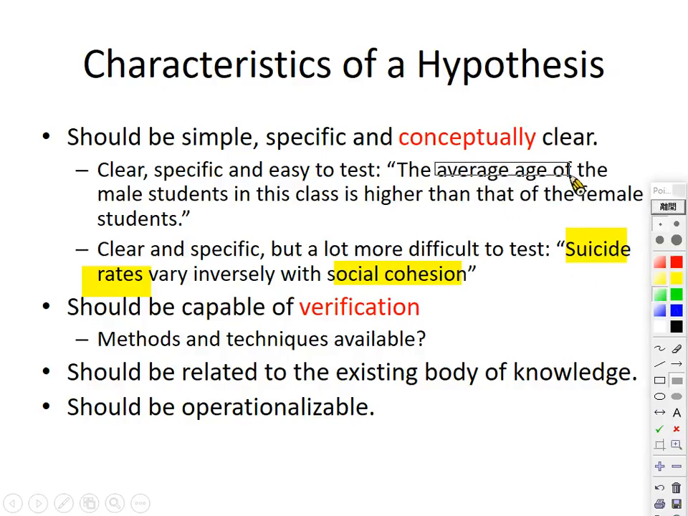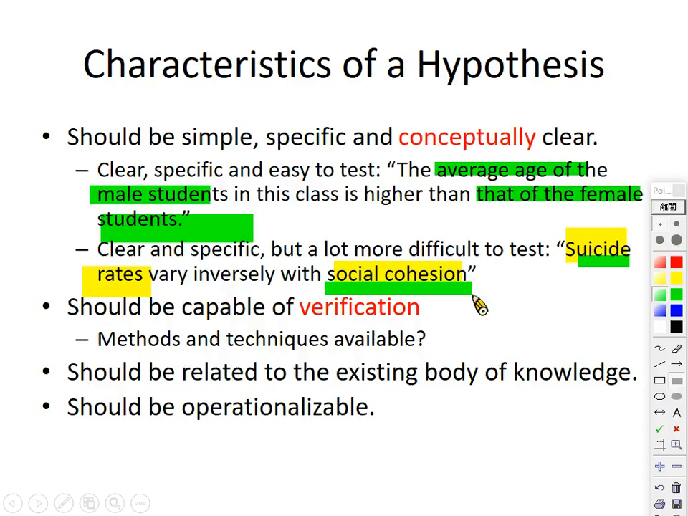But let's look here. The average age of the male students, is this a variable? Yes. It's higher than that of the female students, variable. So we do not need to operationalize it, right? Because they are capable of measurement already, so we just go to collect your data, your height, then that is the end of the story. But for this one, it's much more difficult because we need to operationalize suicide rates. We need to operationalize social cohesion. A little bit more difficult, but still doable. Is that right? Any more questions?